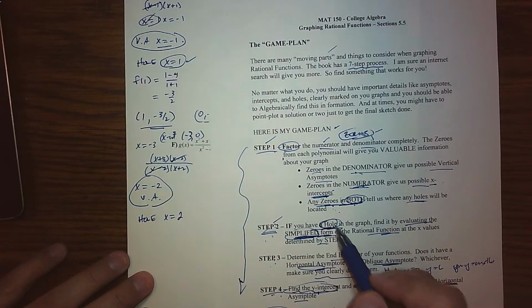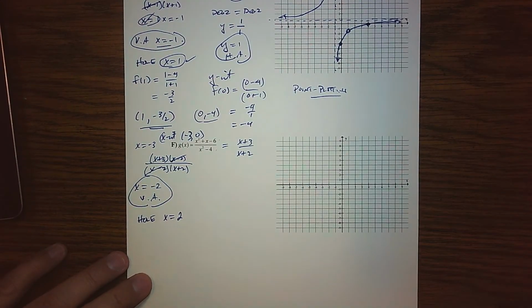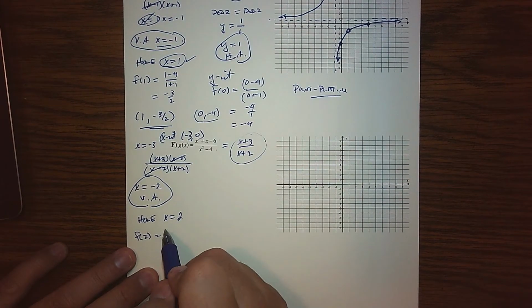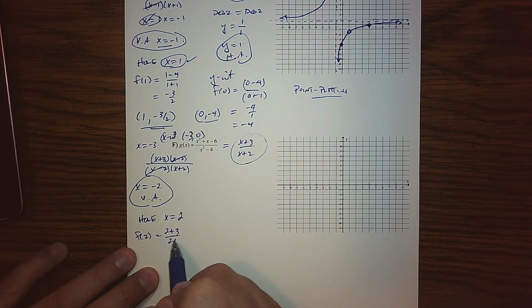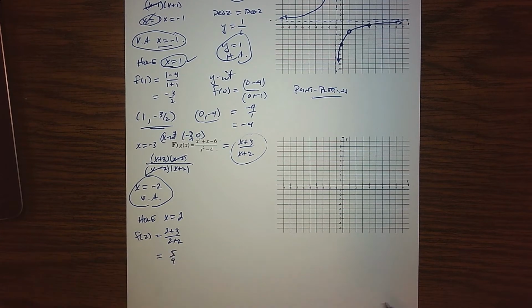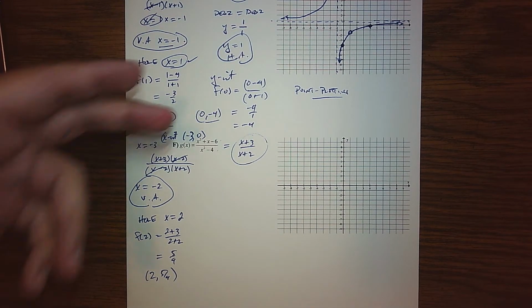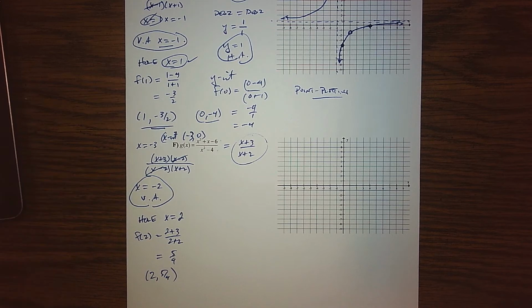Step 2, since we recognize we have a hole, I've got to go find it. So I'll evaluate the function in the simplified version. So that's 2 plus 3 over 2 plus 2, that's 5 over 4. So my hole is located at (2, 5/4). So I now know where my hole is, I know where an x-intercept is, I know my vertical asymptote.